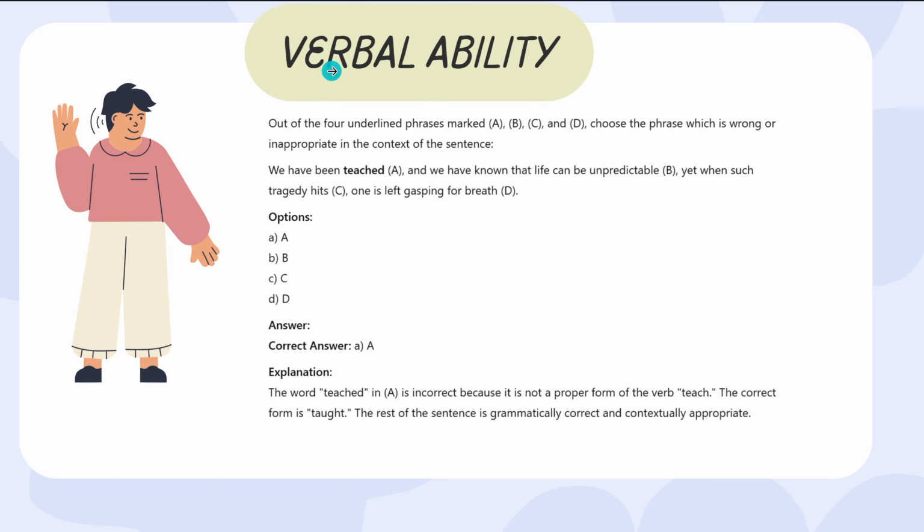Now this question is also from the verbal ability. Out of the four underlined phrases marked A, B, C, D, choose the phrase which is wrong or inappropriate in the context of the sentence. We have been taught and we have known that life can be unpredictable, yet when such tragedy hits, one is left grasping for breath. The correct option is A. What is wrong in the sentence is we have been teached.